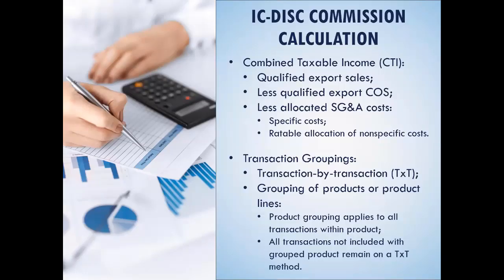Combined taxable income, as I mentioned, is your net export income. So you calculate it by starting with your qualified export receipts. You subtract out of that the related cost of sales to that sale, and then you subtract out of that an allocation of SG&A costs. And this could be costs that are specifically related to exporting, or a ratable allocation of costs that are not specific to either export sales or domestic sales. The result of that is your combined taxable income. So your sale less your cost of sale less SG&A costs.